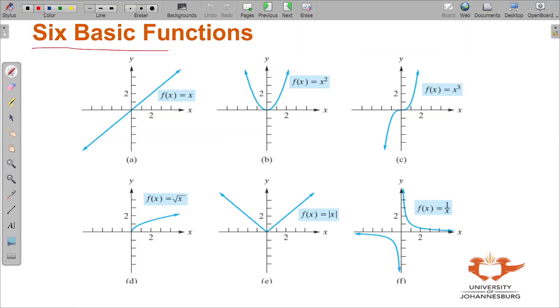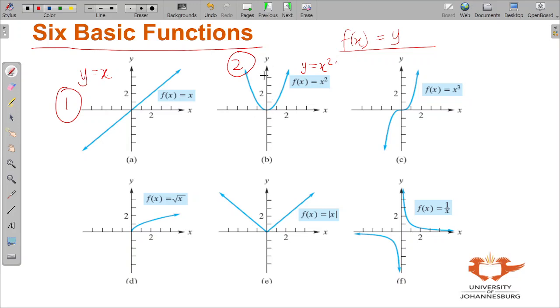Okay, so these are the functions. There are six basic functions. This is when y equals x. Don't forget our f of x can also be y. You can call it y. That is the graph. Please, you need to know that graph. Number one. Number two, when y equals x squared, that is the graph. Number three, when y equals x raised to power 3, that is the graph.